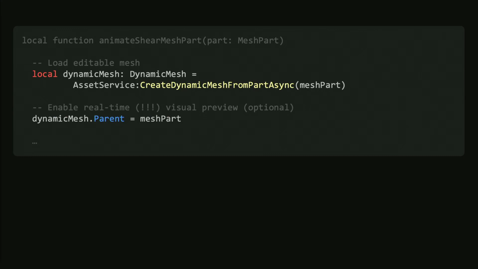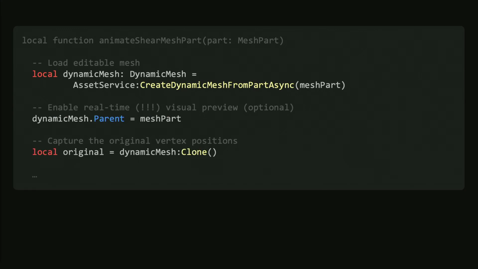So if you want to do something in the background and then just show the final thing, that's totally fine as well. But in this case, since I'm trying to animate that shear, I do want to put it underneath the mesh part. Okay, so now let's get to the animation part.